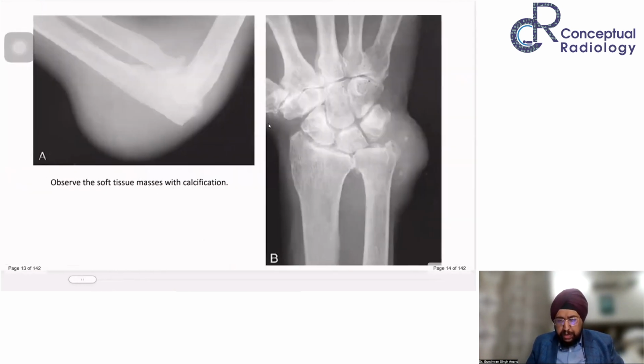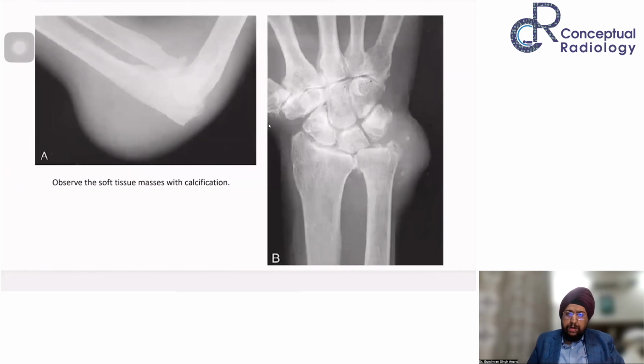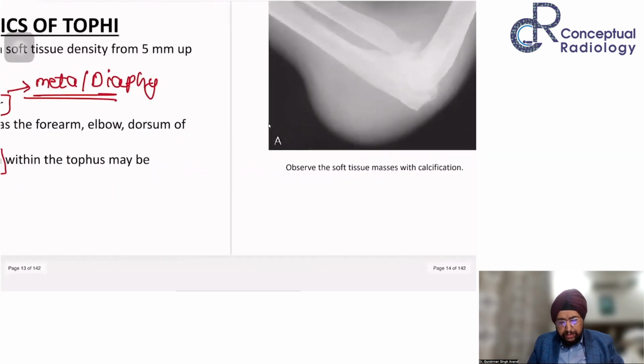Let us first identify what tophi are. Again, I told you these are nothing but soft tissue density areas, or soft tissue swelling, which produces basically a focal contour bulge. They may have eccentric calcifications as well. They may range from 5 mm in size to even 5 centimeters.